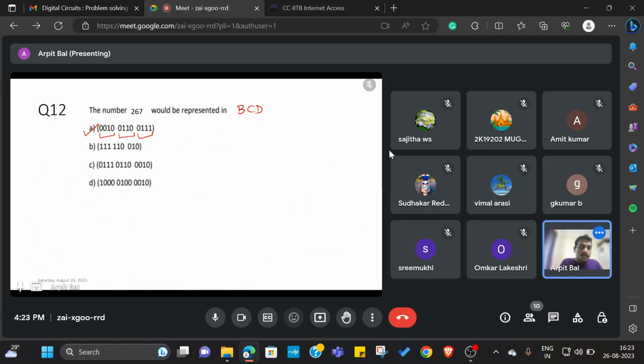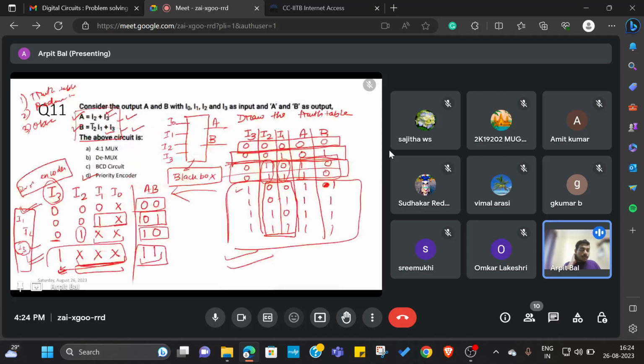Okay, then the last question was also a simpler one. We needed to represent 2, 6, 7 in BCD representation. So we can see that this is 2, 6 is basically 0 1 1 0 in BCD, and 7 is 0 1 1 1 in BCD. So these are the questions that we covered today.